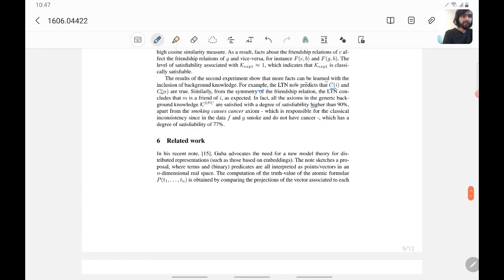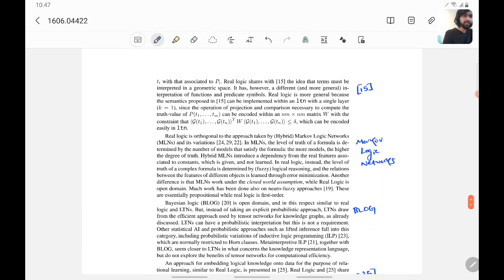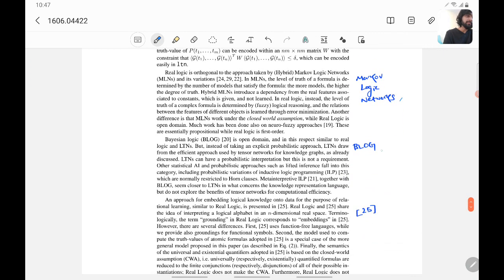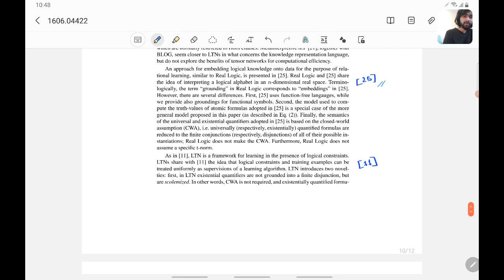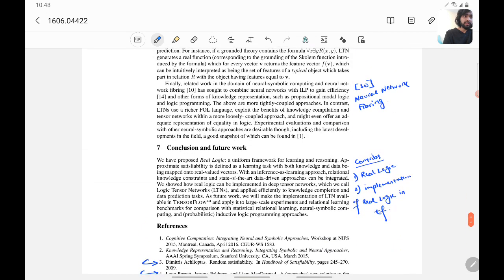After that, it continues with some related work, which is basically 15, Guha's paper, Markov logic tensor networks, and Bayesian logic. 25, I don't know what is 25. And 11 is also a nice paper. And 10 is neural network fibering. So yeah, these are the two contributions.